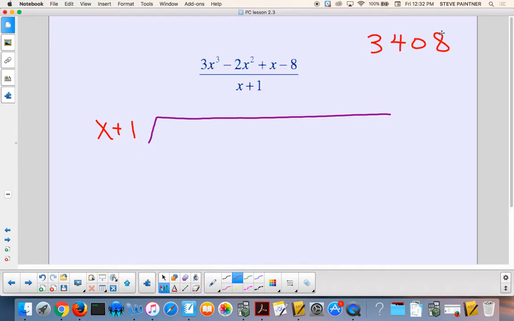3,408. See that number? This is the ones, right? This is the tens. This is the hundreds. This is the thousands. Every number has a place value. If I don't put that 0 there, now it's 348. But if I put the 0 there, it's 3,408.